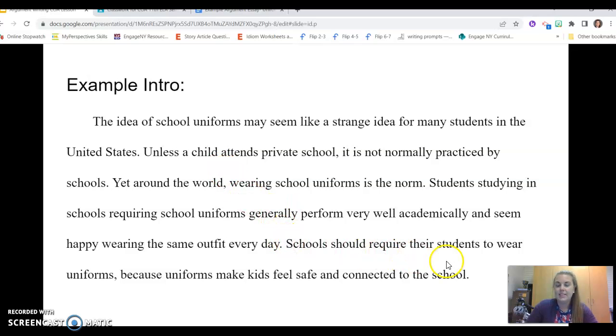And then I have my thesis statement, my answer, and my 2 reasons. Schools should require their students to wear uniforms. There's my answer, because uniforms make kids feel safe and connected to the school. So my first reason is that they feel safe. My second reason is that they feel connected. So my whole first body paragraph is going to be about safety, and my whole second body paragraph is going to be about feeling connected.